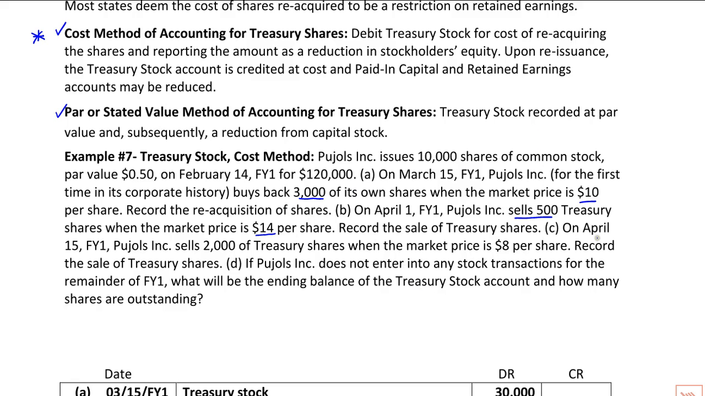And then the next transaction is on April 15th. They sell 2,000 shares. So they had purchased 3,000, they sold 500, and now they sold 2,000, excuse me. There should be 500 left. In this case, the market price was $8 per share. So you bought at 10, sold at 8. That's going to end up reducing stockholders' equity. But we're not going to see losses, and we won't see expenses, revenues, or gains here. The transactions between the owners of the corporation and the corporation do not result in revenues, expenses, gains, and losses.